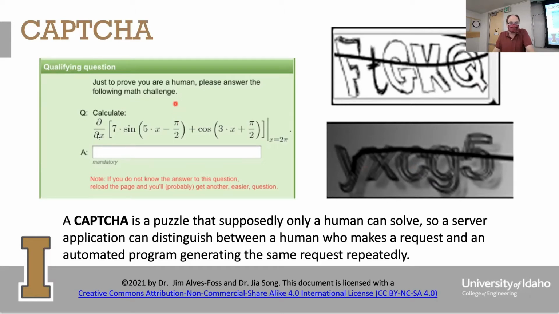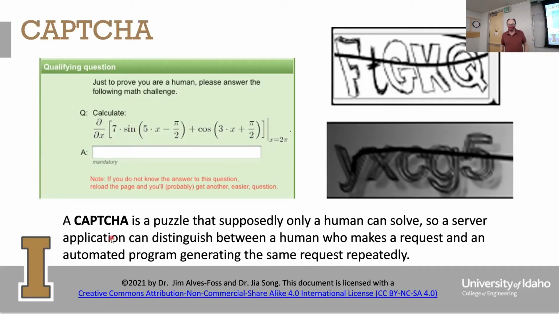Or prove you're human, please answer the following math challenge. Mandatory. Note, if you do not know the answer, reload the page, you'll probably get another easier question. So what is the answer to this one? Don't worry about it. 42, right now. 7 times the sine plus a cosine. Oh, but we're doing derivatives, so never mind.